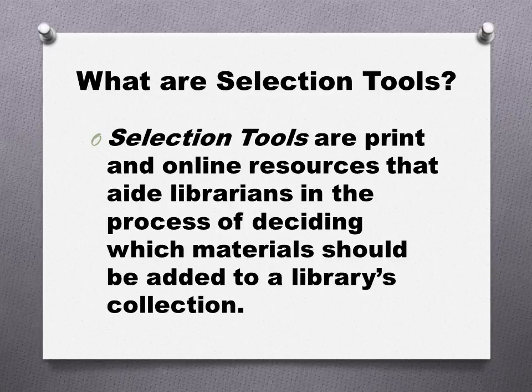What are selection tools? Selection tools are print and online resources that aid librarians in the process of deciding which materials should be added to a library's collection. These selection tools, which may be print or online resources, may come from the publisher or the vendor. And the publisher and the vendor allow the librarians to order CDs, DVDs, print books, ebooks, and audio books to build the library's collection.